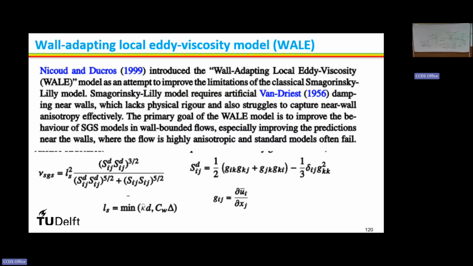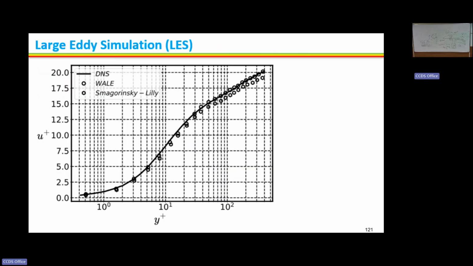Now let's come to these data from the DNS. The hexagonal ones are the LES simulation data. The circular ones are the WALE model simulation data, and this is the U plus versus Y plus data from the DNS, right?